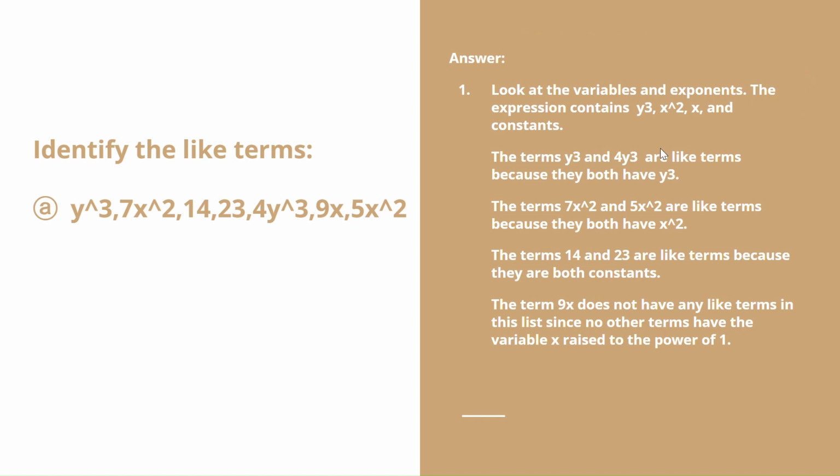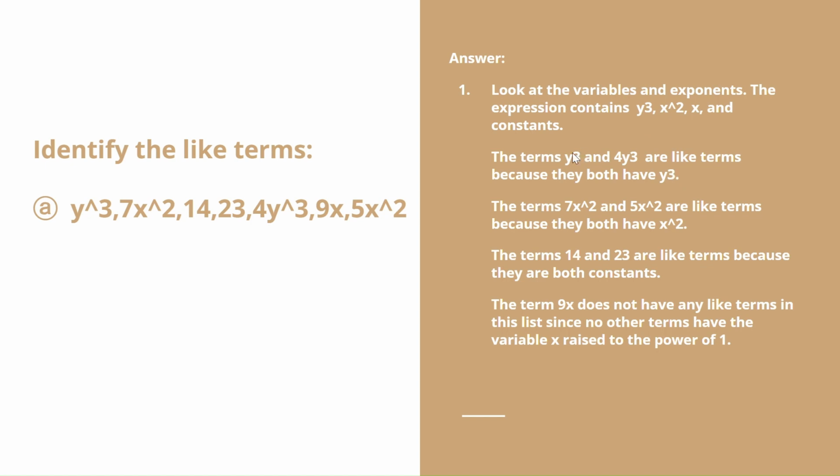Okay, the answer: look at the variables and exponents. The expression contains y to the power of 3, x to the power of 2, x, and constants. The terms y to the power of 3 and 4y to the power of 3 are like terms because they both have y to the power of 3.